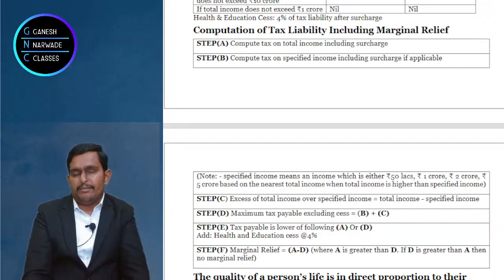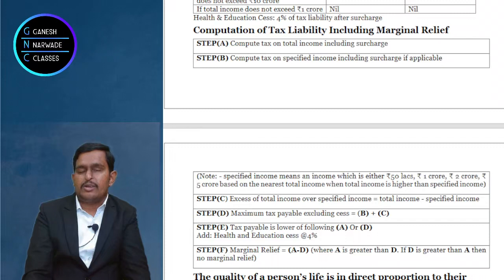Step C talks about very simple. Total income minus specified income. That means my total income in the example was 1 crore 1 lakh minus specified income of 1 crore. So simply 1 lakh will come. This is step C.